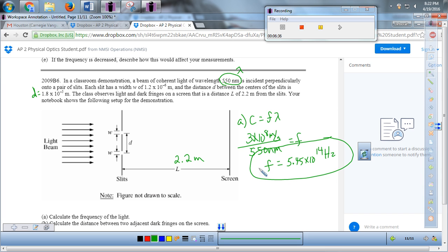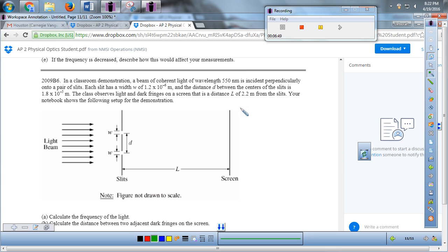All right, then B says, calculate the distance between two adjacent dark fringes on the screen. So I said, oh my goodness, they want dark. So I'm going to have to do a half of a wavelength out of phase. So I found my first one. I said 0.5 times my wavelength of 550 is equal to D, which was given to me as 1.8 times 10 to the minus 5 over, well, the distance between those two is going to be 1.2 times 10 to the minus 6 over 2.2 meters.